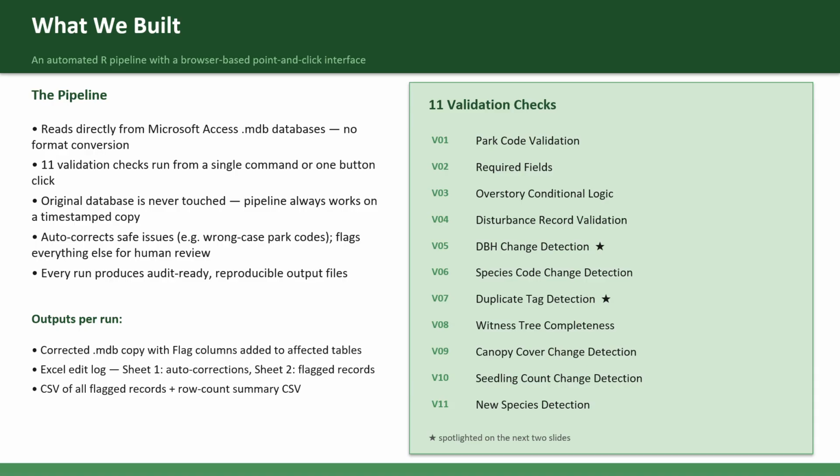What we built is a pipeline that runs 11 validation checks in a single command or one button click. It reads directly from the Access database with no format conversion needed, always works on a time-stamped copy so the original is never touched, and autocorrects safe issues like wrong case park codes, while flagging everything else for human review. Every run produces audit-ready, reproducible output: a corrected database copy, an Excel edit log with autocorrections on one sheet and flagged records on another, and a CSV summary. On the right, you can see all 11 validation checks we made. Austin will now spotlight validations 5 and 7 to give you an understanding of what a validation looks like.